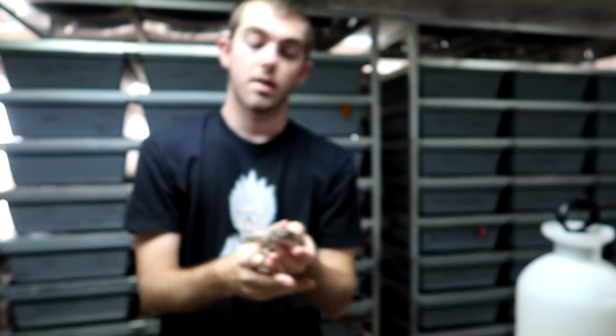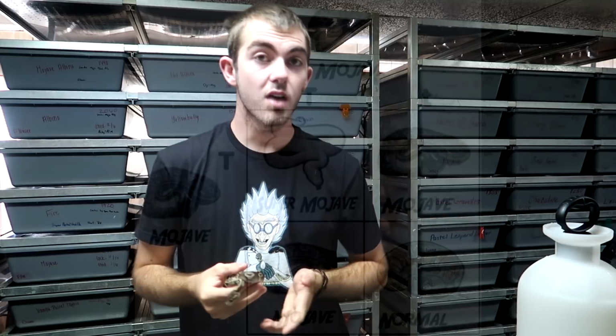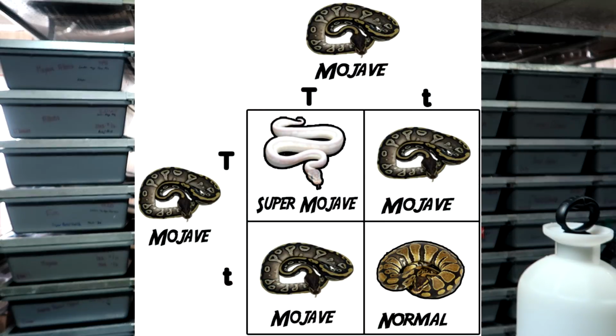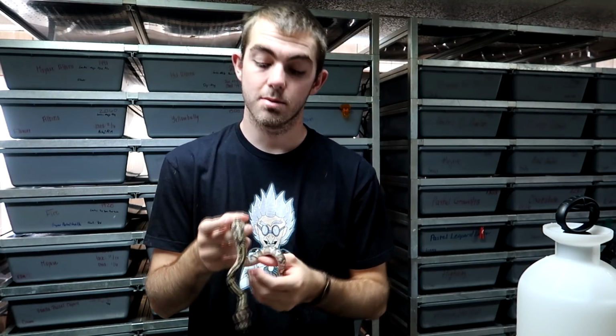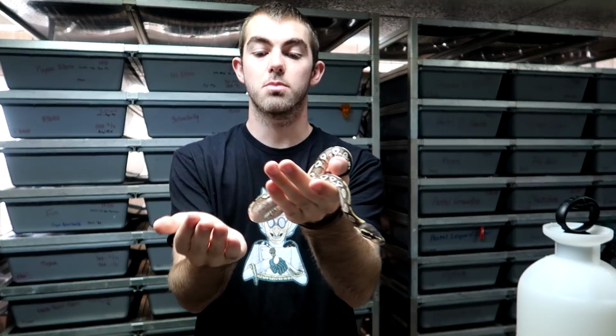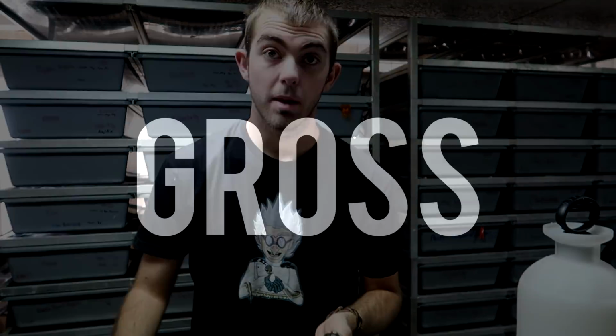Yeah, so by the same token, if you were to put two Mojaves together, you have a 25% chance of getting a Super Mojave. You have a 50% chance for getting a Mojave, aka Het for Super Mojave, and then you have a 25% chance for getting a normal, aka Het for nothing. Same thing as if you were to put two Het pieds together. So yeah, like I said, it's very simple as long as you're able to kind of grasp it visually, and it's just perfect here. And this girl is starting to poop on me.